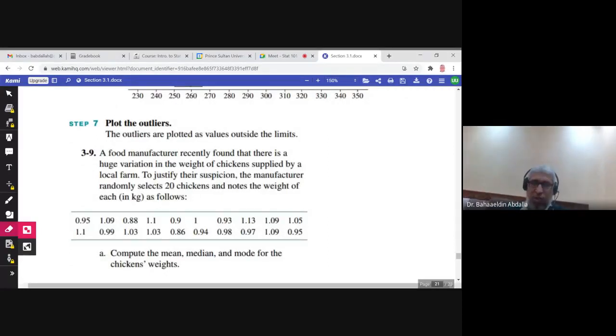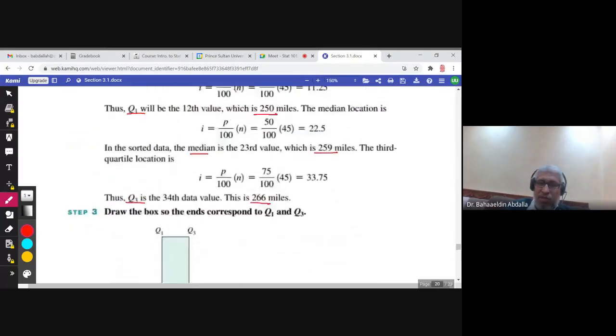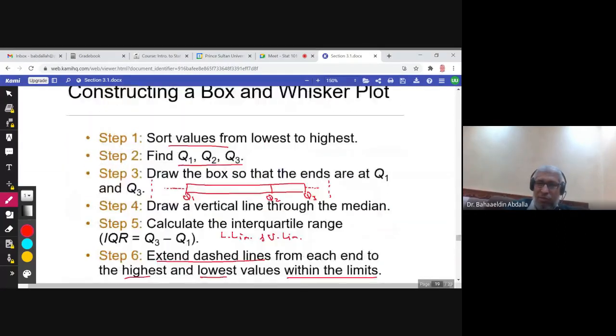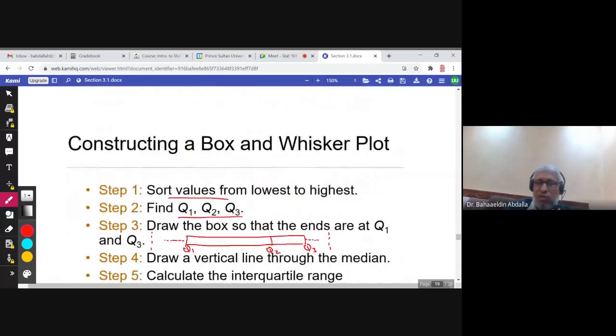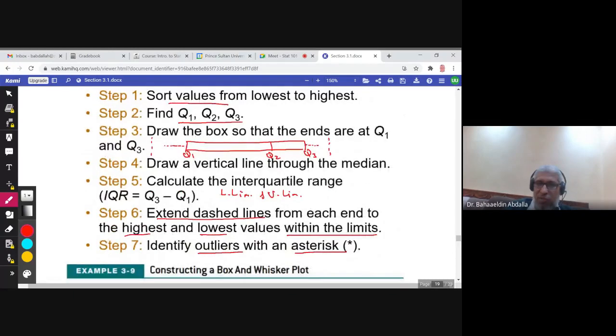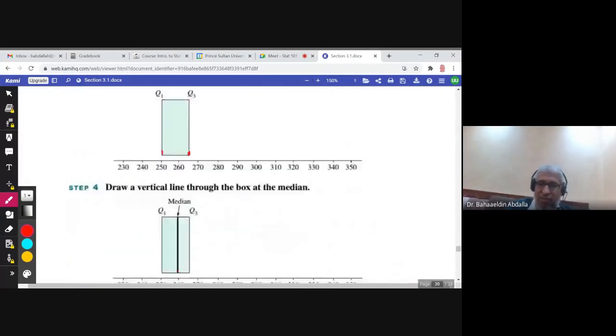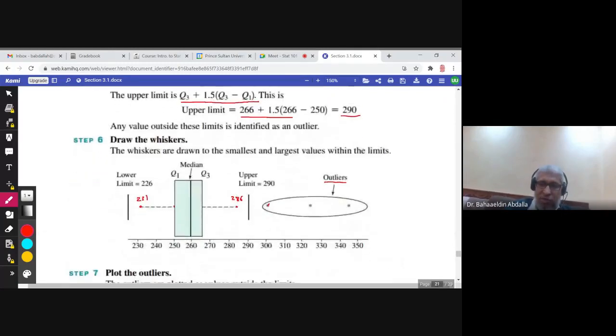This is section 3.1, and the last point in this section is about box and whisker plots. We discussed last time the steps we must use to construct a box and whisker plot. The first step is to sort the values. We also solved an example, so let us solve an exercise today.